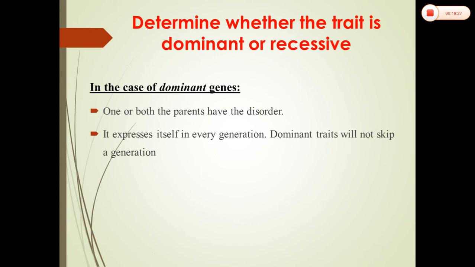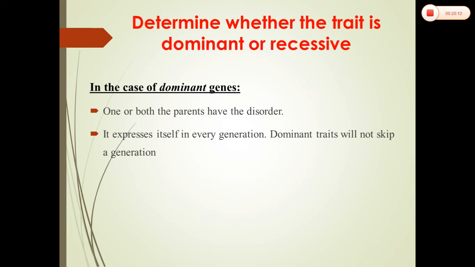Fine. Next, what do we look at? We will see whether it expresses itself in every generation. Dominant traits will not skip a generation. Usually, being dominant, the trait is expressed in every generation, because a dominant trait is expressed in the heterozygous condition also. Suppose one parent is normal and one parent is affected. That affected parent can transfer one copy of the allele to the progeny. One copy of the allele is sufficient to express the trait. Being dominant, the trait can be expressed in the heterozygous condition also.